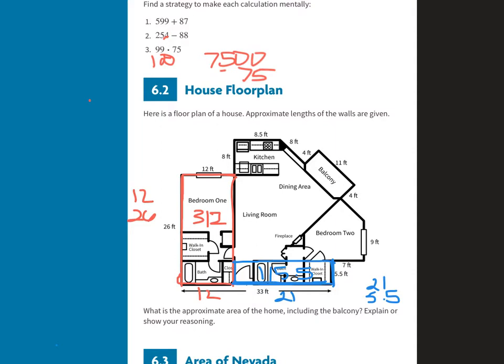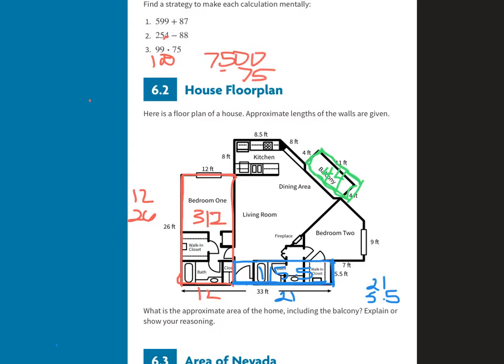And then we have this 4-foot by 11-foot balcony right here, right? 4 times 11 is 44. Okay, now we have the trapezoid in the middle. Well, we can break that up.